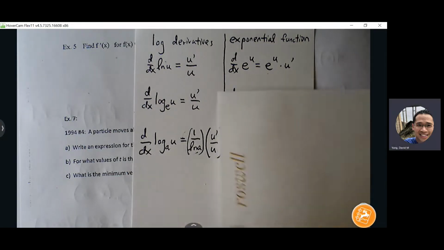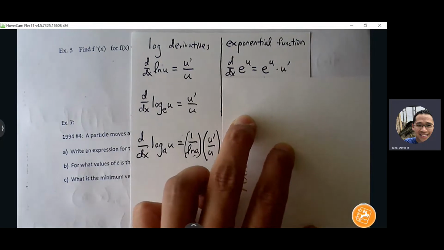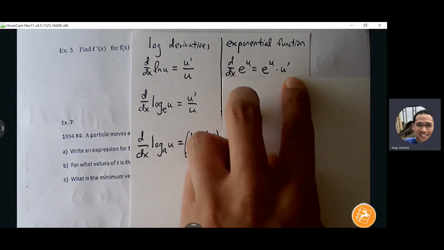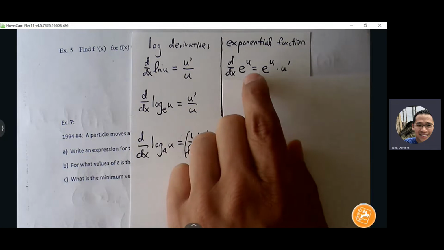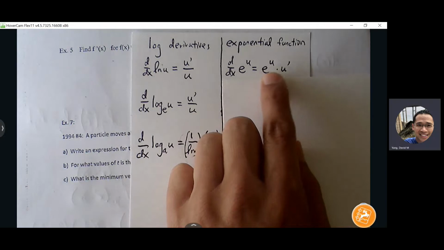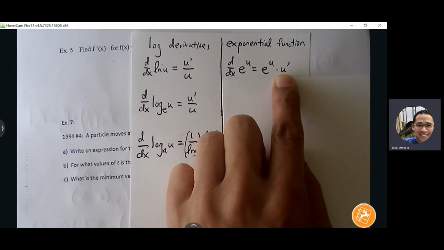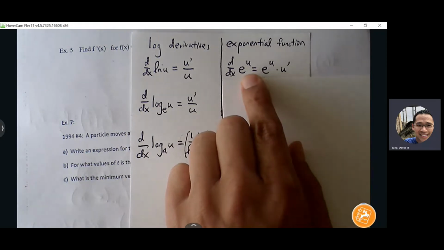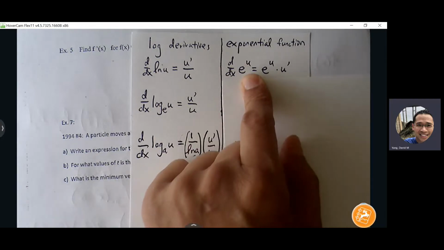A similar process is going to be applied here. If I have e to the u, I know my e to the u is e to the u times u prime, right? So let me say it this way. E to the u's derivative is the function itself times the exponent's derivative, right? Function itself times the exponent's derivative. So e to the u is an exponential function.